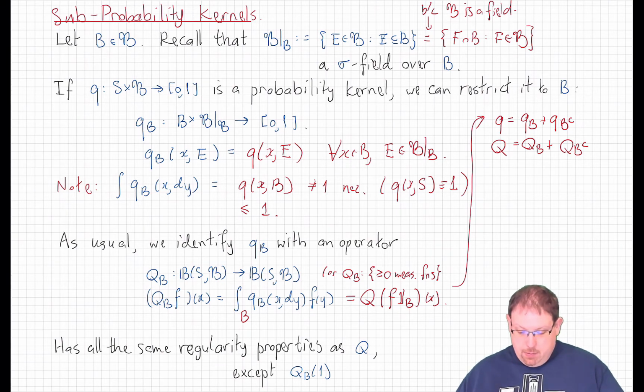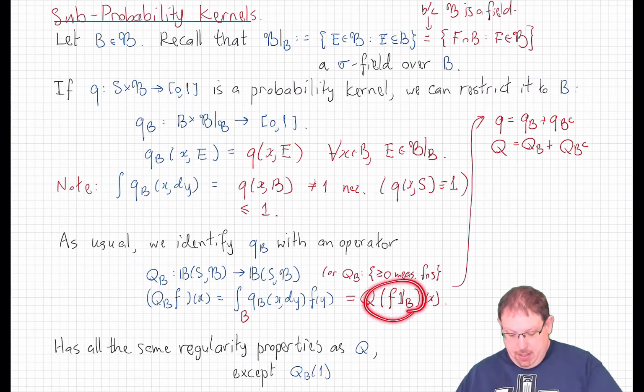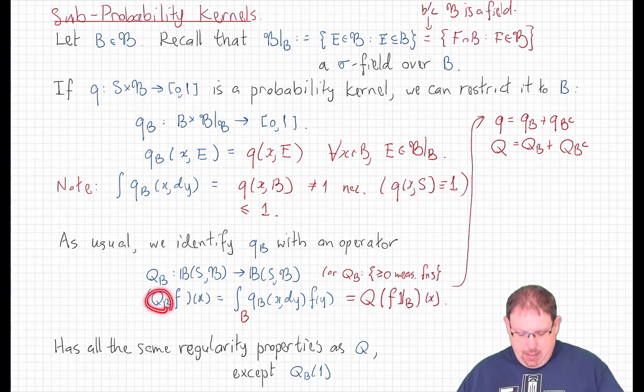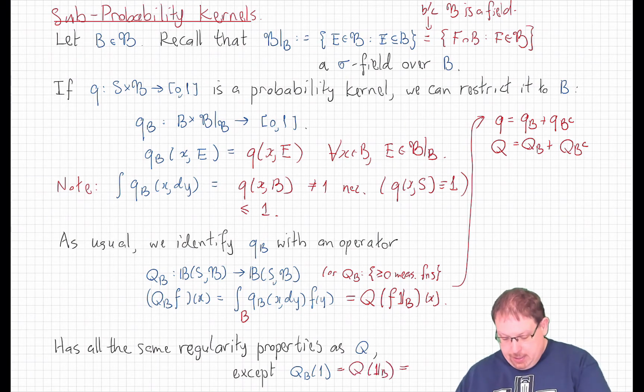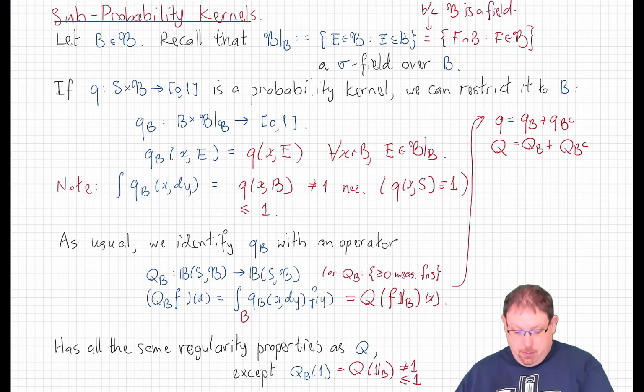And let me note, which we can see easily from here, that this operator Q_B has pretty much all the same regularity properties as the original operator Q. It's going to be monotone, for example, which we will use. The only exception is that Q_B of 1 is no longer Q of 1, it's Q of the indicator function of B, and that's not necessarily equal to 1. It's just some new function that is less than or equal to 1, which is a restatement of what we saw right here.